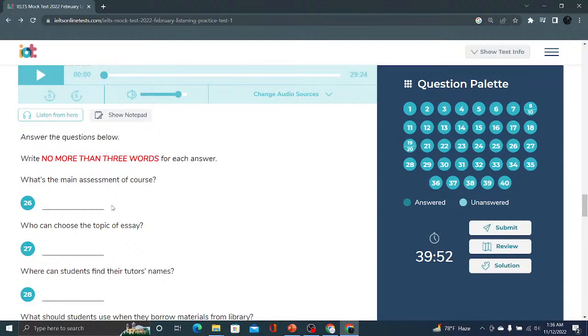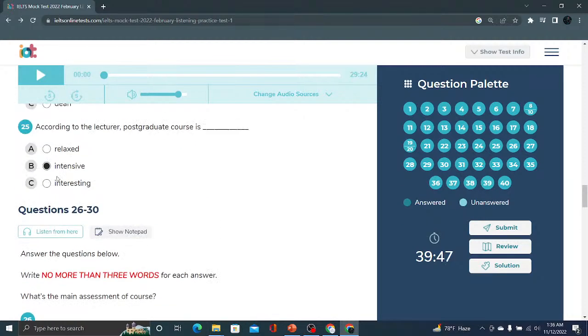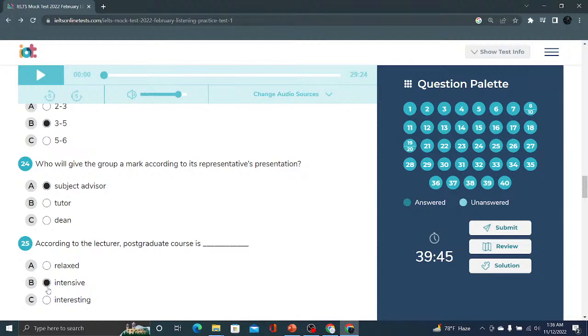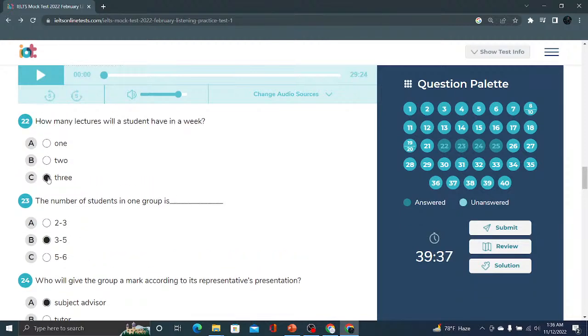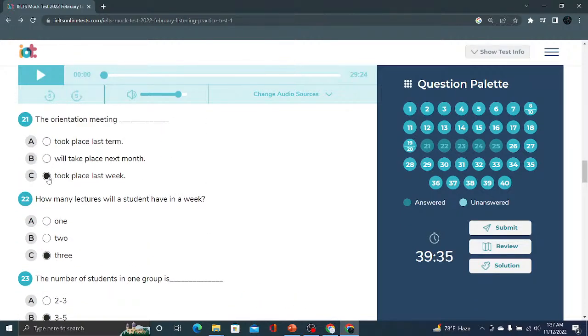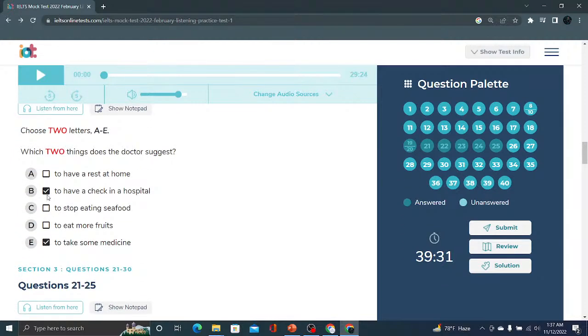Okay, so okay, I just need to re-click every option.